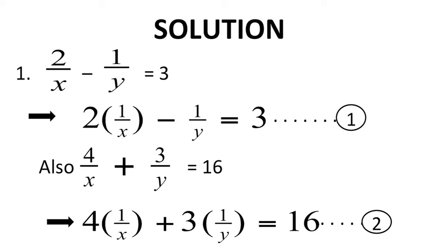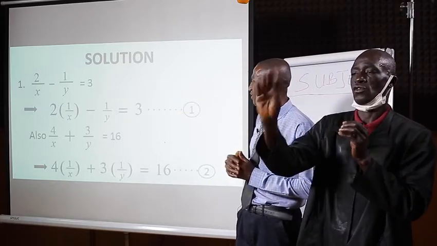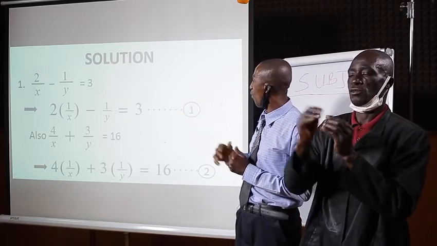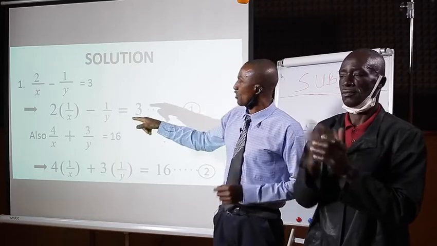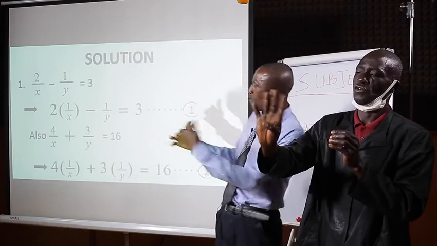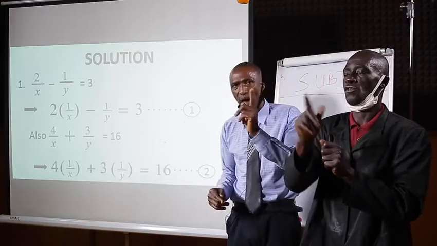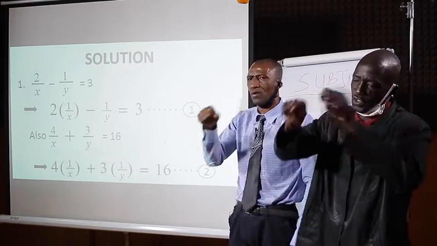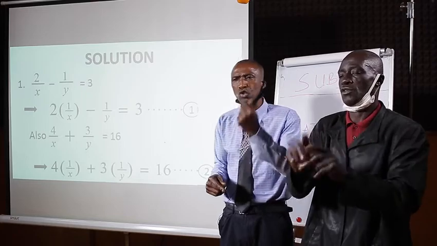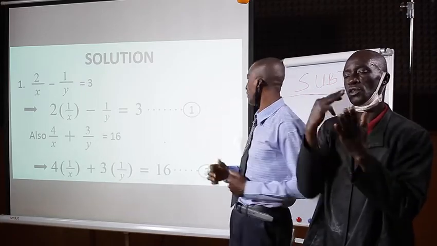So I name it equation 1. Then the second equation, 4 over x plus 3 over y equals 16. The numerator is 4 in the first fraction, which is 4 over x. The numerator is 4, it's not 1. So it also needs to be translated into another form to enable you to solve the equation accordingly.